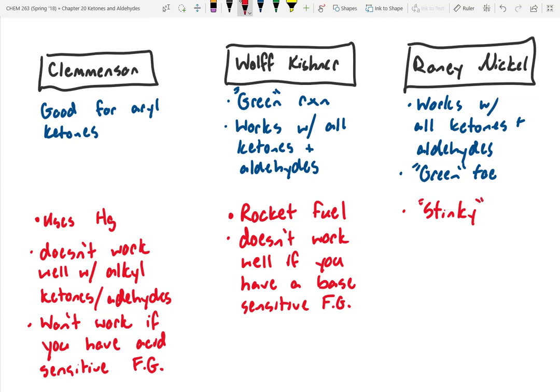So it's one of those situations where you kind of pick your poison. None of these are perfect, but they each have their strengths and weaknesses. They all accomplish the same goal, though, of converting a carbonyl group to a CH2 group. Does that make sense?